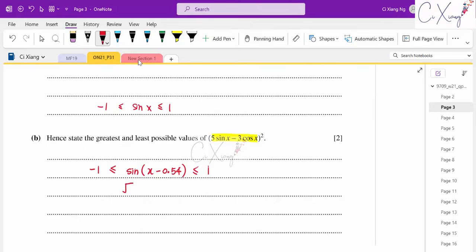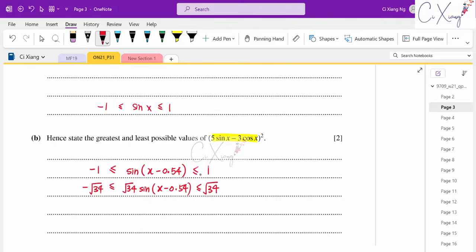Okay, then after that, in my part A, I'm having square root 34. So for this square root 34, to make this inequality still correct, I have to multiply the whole inequality with square root 34. So -1 multiplied with square root 34, you have negative square root 34. And then for the 1 here, you have positive 1 multiplied with square root 34, so you have square root 34 as well.